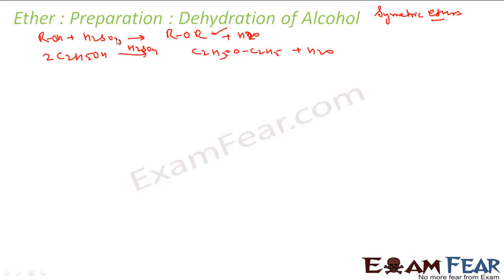Please be a little attentive here, because if you have alcohol and sulfuric acid, you have to maintain a specific temperature. That is 413 Kelvin. If I raise the temperature to 443 Kelvin, it gives alkene. So we'll see the reaction mechanism for this.